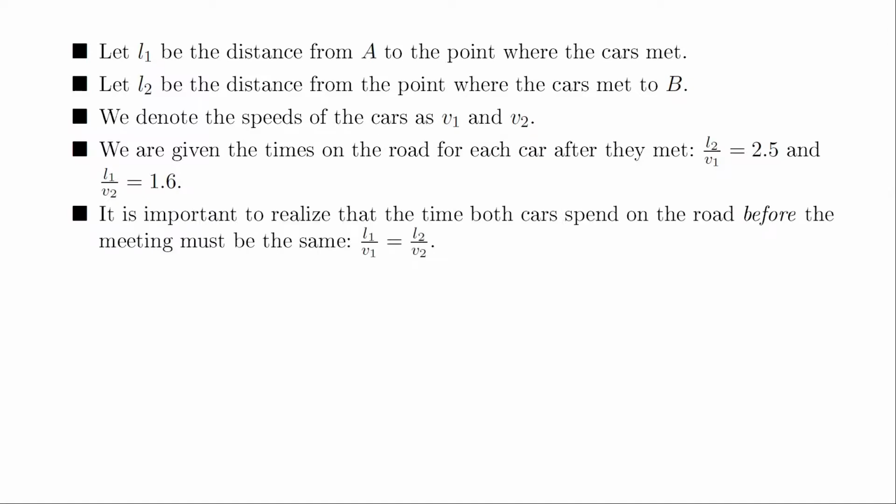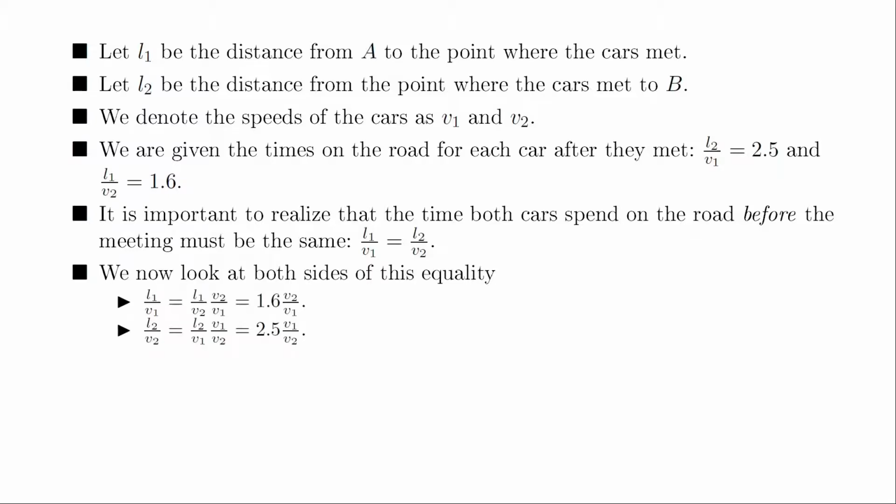It is important to realize that the time both cars spent on the road before the meeting must be the same. So L1 over V1 must equal L2 over V2. We now look at both sides of this equality. On the one hand, L1 over V1 is equal to L1 over V2 times V2 over V1, which equals 1.6 times V2 over V1.